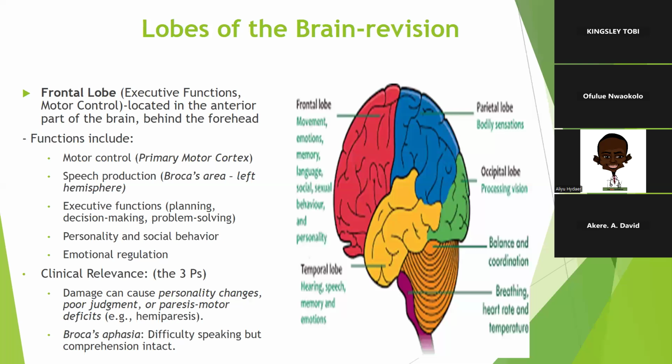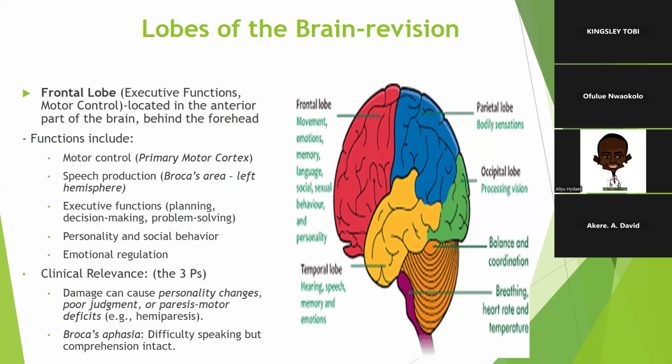Just a brief revision of the lobes of the brain. I just felt I needed to include this here. We have four major lobes: the frontal, parietal, temporal, and occipital lobe. Each of these lobes is responsible for specific functions, and abnormal discharges in any of these lobes will lead to very peculiar seizure disorders.